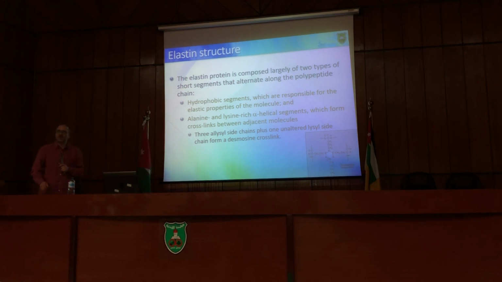So if you look at the primary structure of elastin proteins, they are composed of hydrophobic segments, and that's what makes the molecule, the chains, close to each other. That's one. And the other thing is, it gives the elastic property. Also, it's rich with alanine and lysine, creating the cross links between the different chains, just like collagen. So this is elastin.